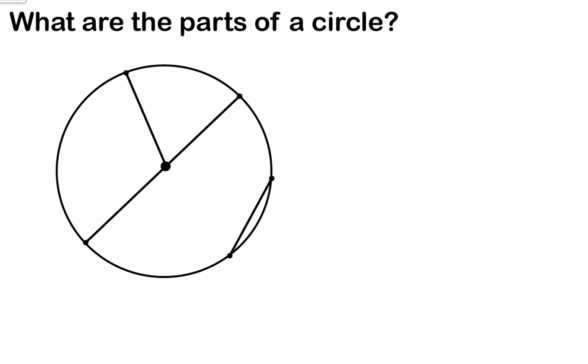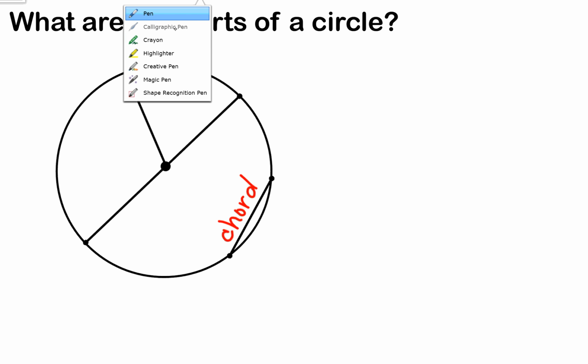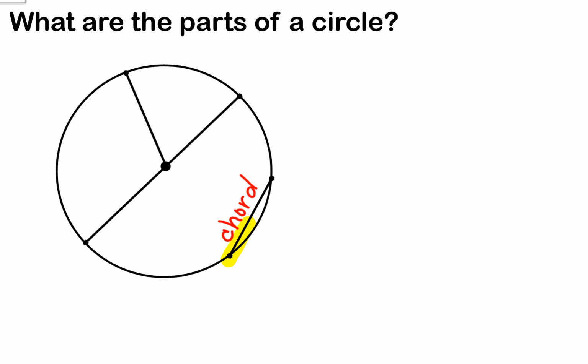All right, so what are our parts of a circle? Before we can talk about anything else, we need to know the parts of the circle. So the first thing I'm going to talk about is a chord. I'm going to call this piece right here a chord. I'm going to call it a chord, but actually the diameter is also a chord, but the diameter is a special chord. So I'm only going to refer to that one piece as the chord. And a chord is a segment whose endpoints fall on a circle.